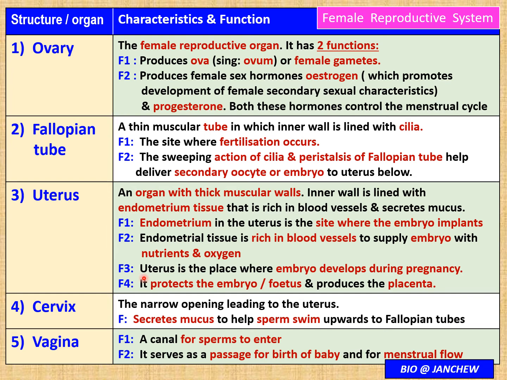Thirdly, the uterus is the place where the embryo develops during pregnancy, so it helps to protect the embryo or fetus, and it produces the placenta, which is an organ that supplies nutrients and oxygen to the fetus. The cervix is the narrow opening leading to the uterus, and it secretes mucus to help the sperm swim upwards to the fallopian tubes to fertilize the ovum. The vagina is a canal for sperms to enter, and it serves as a passage for the birth of the baby, for the baby to come out of the mother's uterus, and for the menstrual flow.